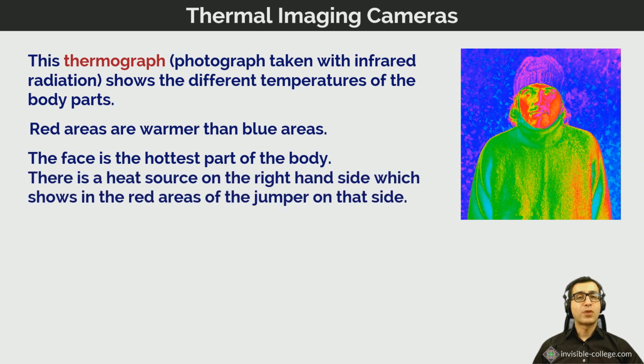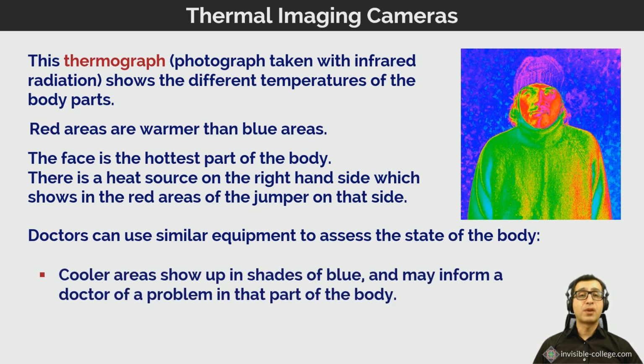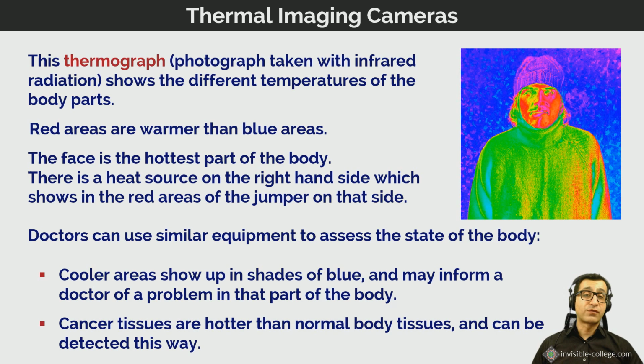So doctors can also use similar equipment to assess the state of the human body, because sometimes internal disease conditions will manifest themselves as changes in the thermal properties of various parts of the body, which can be detected by thermal imaging cameras. Again, cooler areas will show up in shades of blue, and this may inform a doctor of a problem in that part of the body. Cancer tissues, for example, are hotter than normal body tissues, and this can be detected in this way as well.